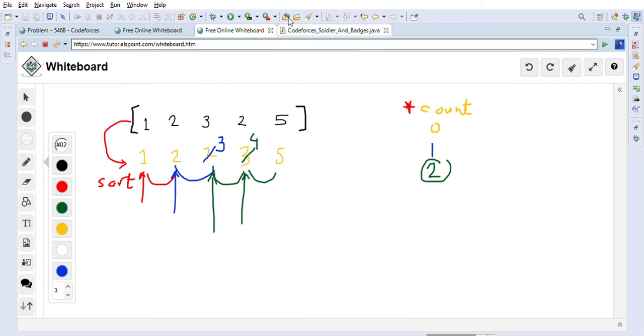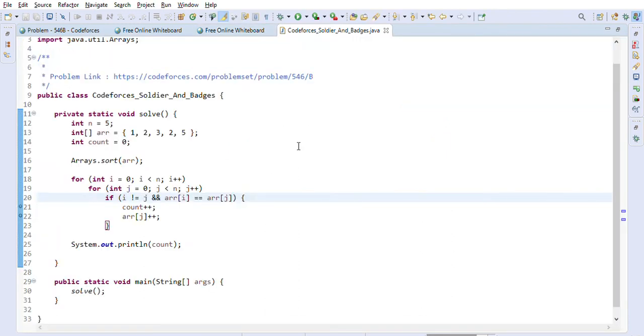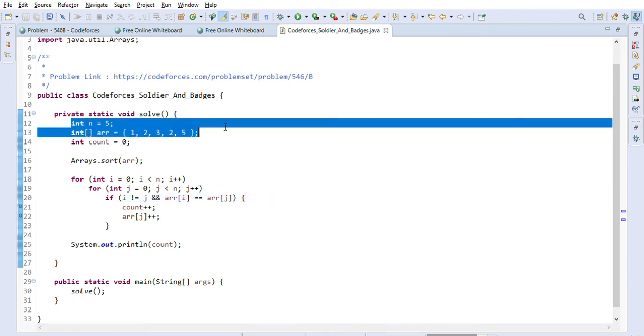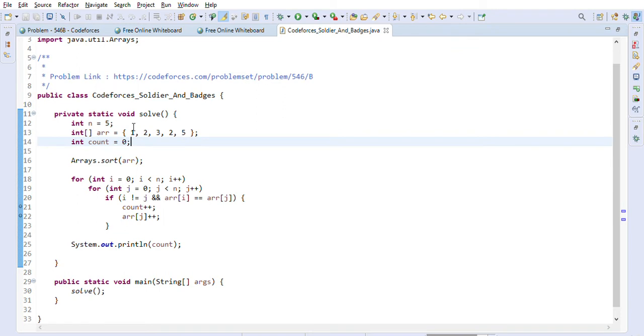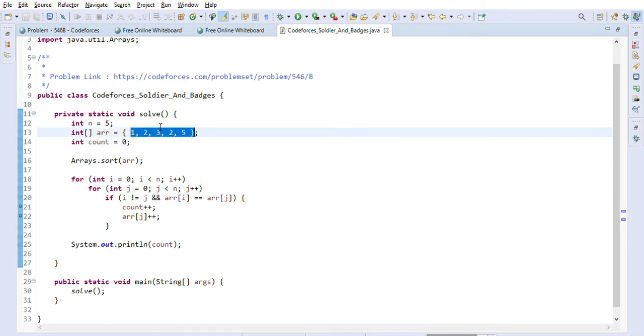So this is the logic to solve the Soldier and Badges problem on Codeforces. Let's look into the Java code. It is pretty straightforward. This is the input that is given to us. It is the same example we just took: 1 2 3 2 5.